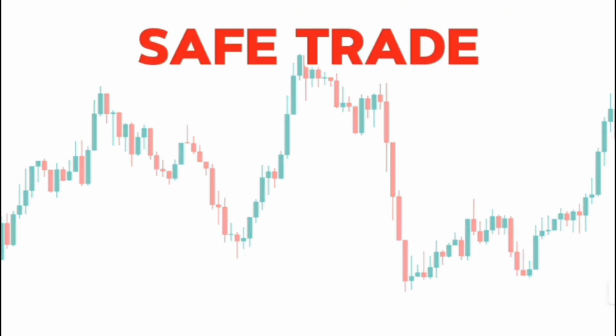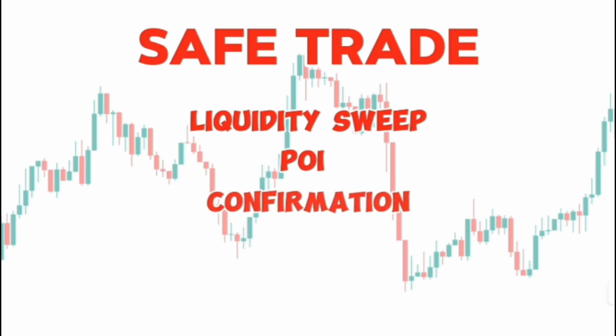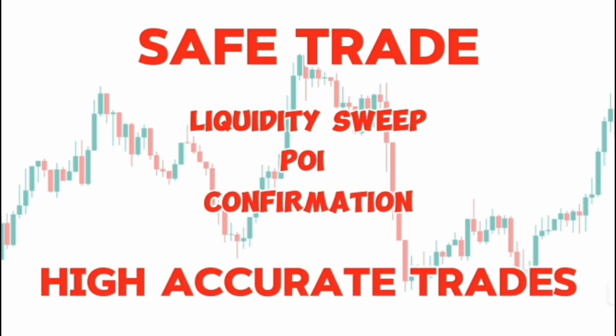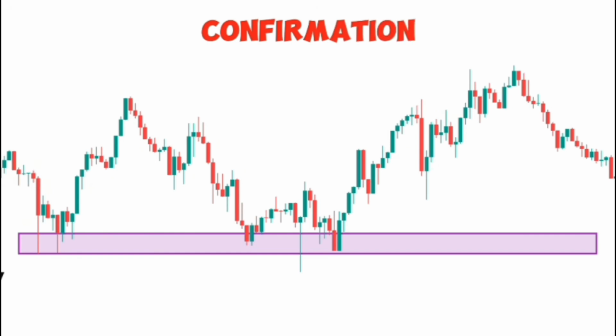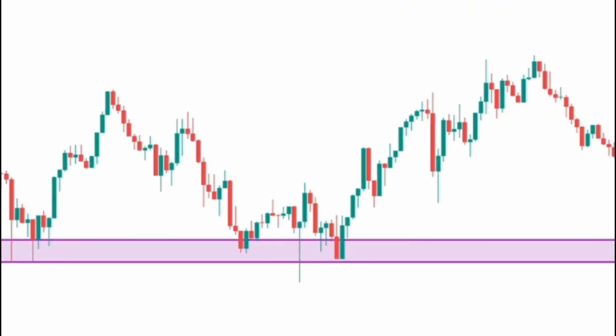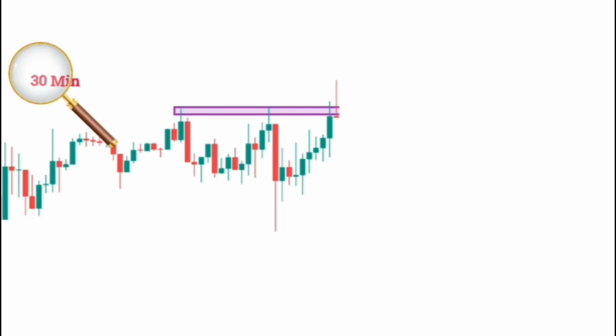So, here's the simple formula for a safe trade. Liquidity sweep plus POI plus confirmation equals high probability trade. Now the next question is, how do you get that confirmation? This brings us to the next golden step, confirmation entry. Let's say price has reached your higher time frame point of interest, POI. This is where both excitement and uncertainty kick in. Is this the right entry, or is it another trap? That's why confirmation is so important.